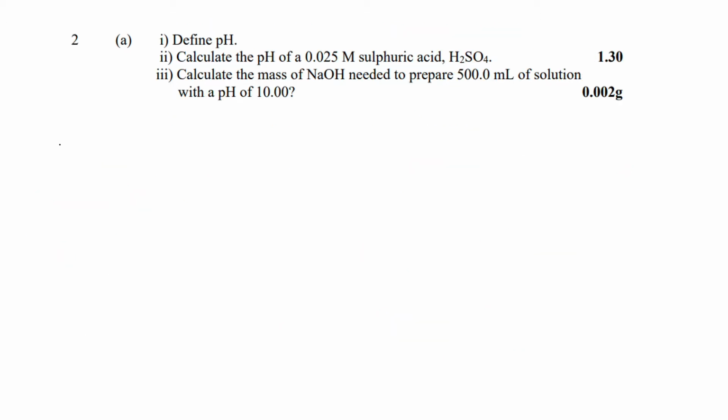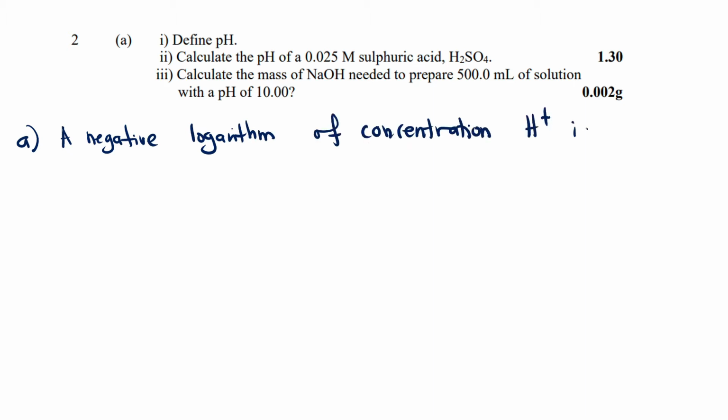Define pH. For pH, we just write the formula. pH is a negative logarithm. The definition of pH is the negative logarithm of the concentration of H plus ion, which in formula is pH equal to negative log concentration H plus, with H plus in the unit of molar. So this is A1. A2.